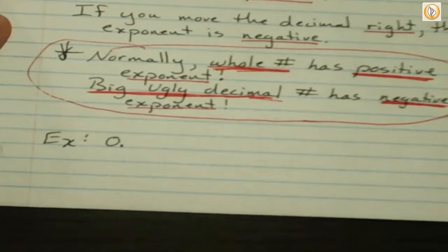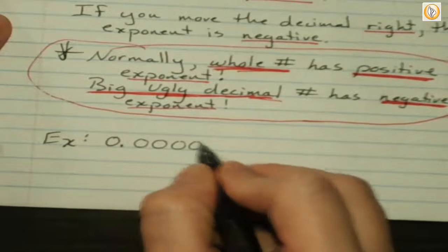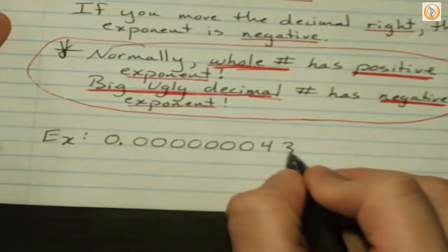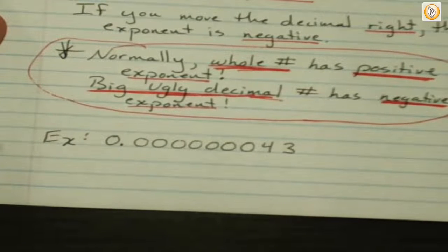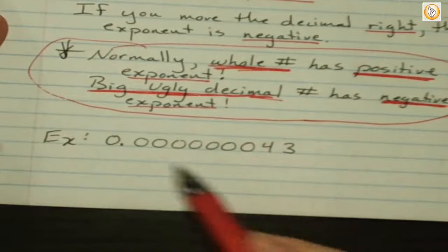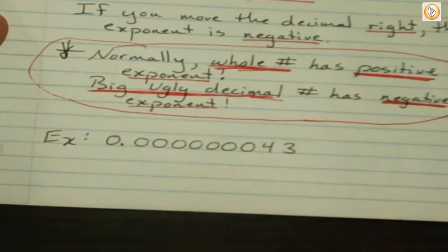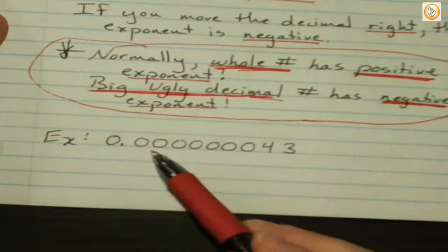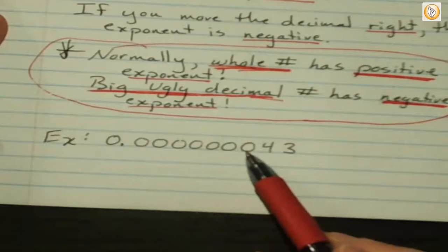0 point, then 7 zeros, then 4, 3. That is big, ugly. Whenever you're counting 1, 2, 3, 4, 5, 6, 7 zeros. Sorry, write this. This is an example of big, ugly decimal. So let's say they give you this and say put that into scientific notation. Now remember, there's 7 zeros in between. There's 7 zeros in between. Right here. 1, 2, 3, 4, 5, 6, 7.